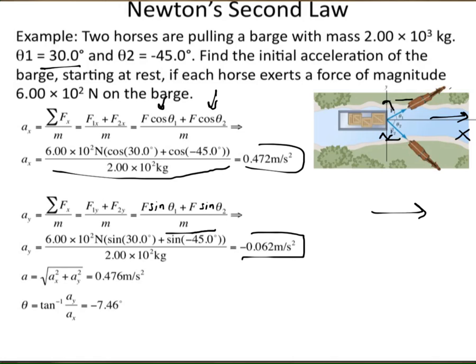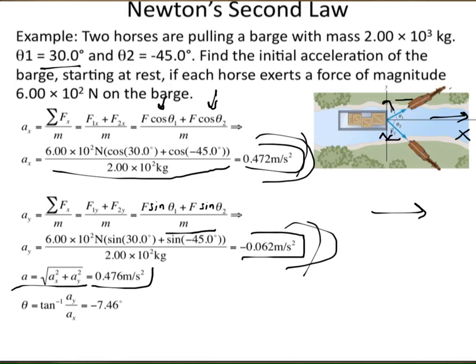But the problem asks for the magnitude of the acceleration. What you find is only the components of the acceleration. To find the magnitude, you have to take the square of these quantities, add them, and take the square root. Okay? The magnitude is just the square of the components added. So you find the magnitude of the acceleration as 0.476 meters per second squared.